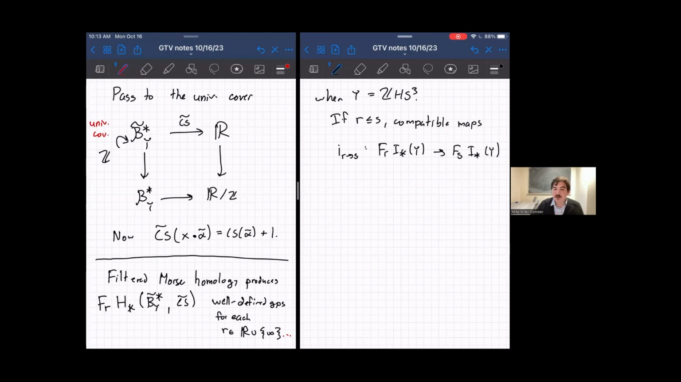If you take a larger cutoff value, possibly infinity, so that we're just taking the instanton homology itself, there's a natural map from the R cutoff instanton homology to the S cutoff instanton homology, and these are compatible in the obvious sense.